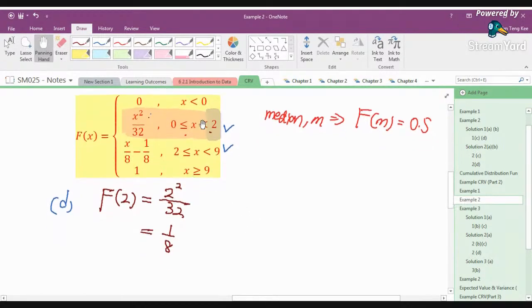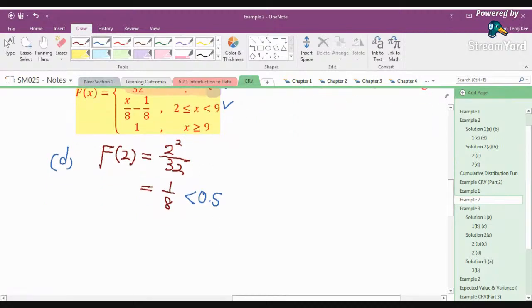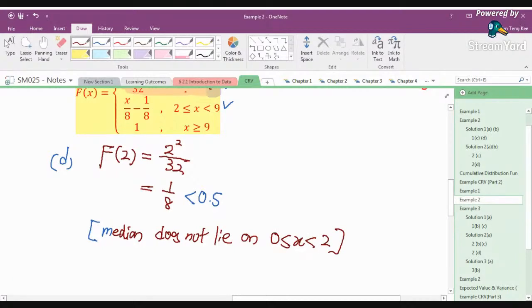And what is this 1 over 8 trying to tell us is that 1 over 8 is less than 0.5. So if it happens to be less than 0.5, that means this region here does not have enough coverage to get the median. Therefore, it indicates that the median does not lie on the interval from 0 to 2. If it doesn't lie on 0 to 2, then we're only left with the third interval.